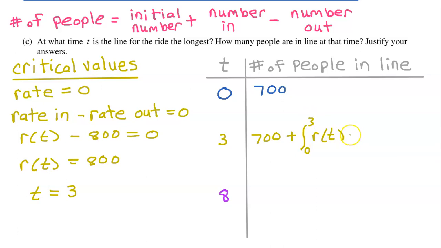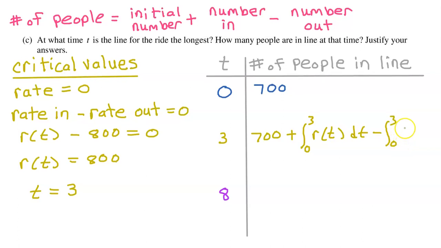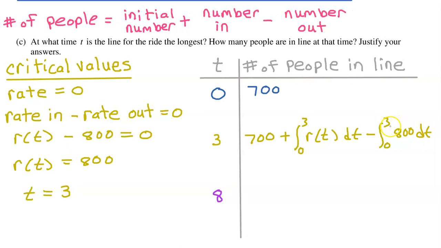Then we must subtract the number of people who left the line. So we have to integrate the rate at which people left the line from 0 to 3. But that was a constant 800. So we will integrate that. So this expression says we have the initial number of people plus the number of people who entered from time 0 to 3 minus the number of people who left from time 0 to time 3.